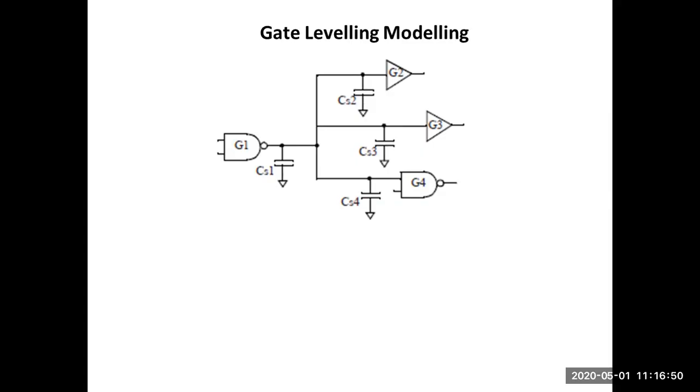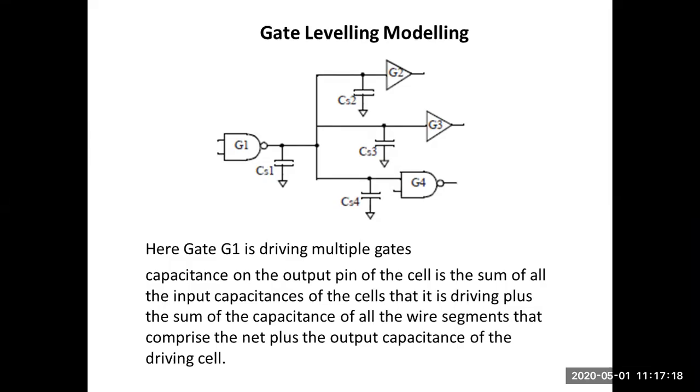Whenever we deal with digital gates or flip-flops, we always have some kind of capacitances at the output nodes as well as the input nodes of the next gates. Here G1 is driving multiple gates. So the capacitance on the output of the cell is the sum of all the input capacitances of the cells it is driving, plus the sum of the capacitance of all the wire segments that comprise the net, plus the output capacitance of the driving cell. G1 is connected to the different gates through wires, and a wire will also have some capacitance, because a wire is nothing but a metal line with an isolation layer beneath it, and that causes some wiring capacitance also.